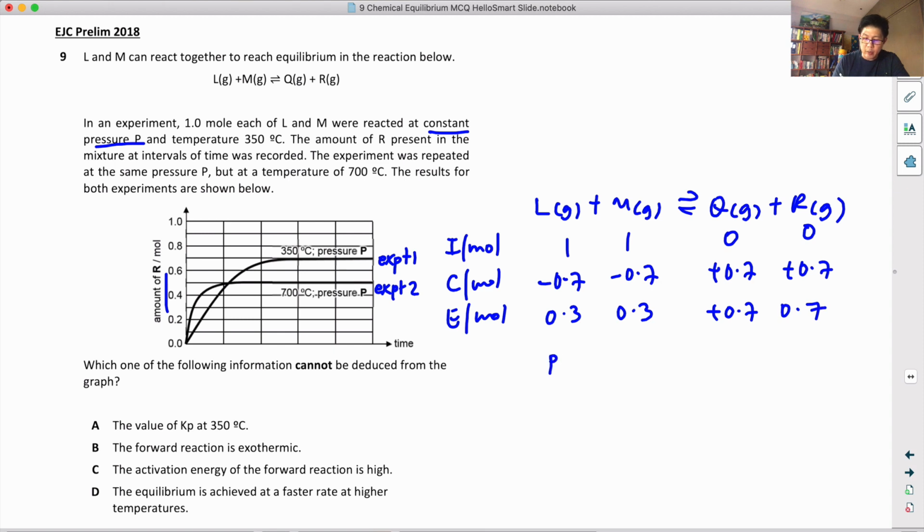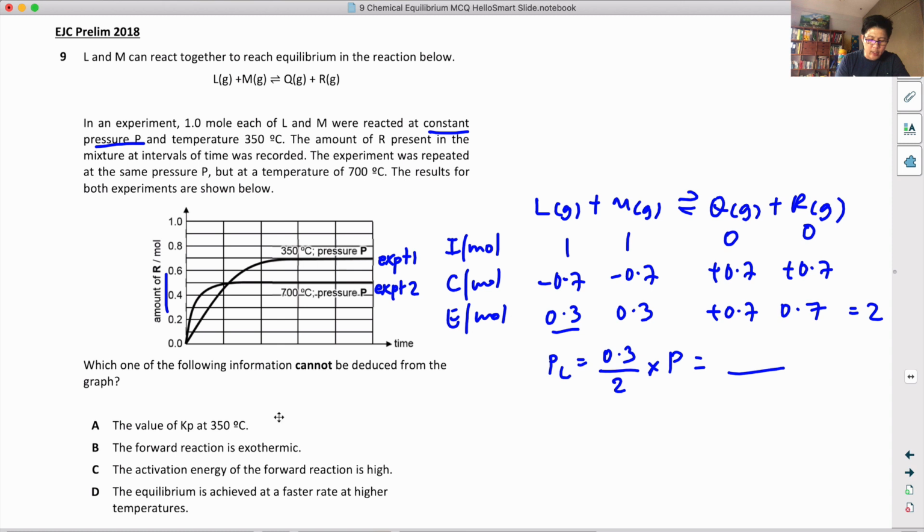You can find the partial pressure of L at equilibrium, which is actually 0.3, the number of moles over the total moles, which is 2. Add up together, everything is 2. So over 2 times the pressure that you know, a constant pressure. So you can get this value. You can find the partial pressure for all the gases. Definitely you can find the KP. All right, this one is true.